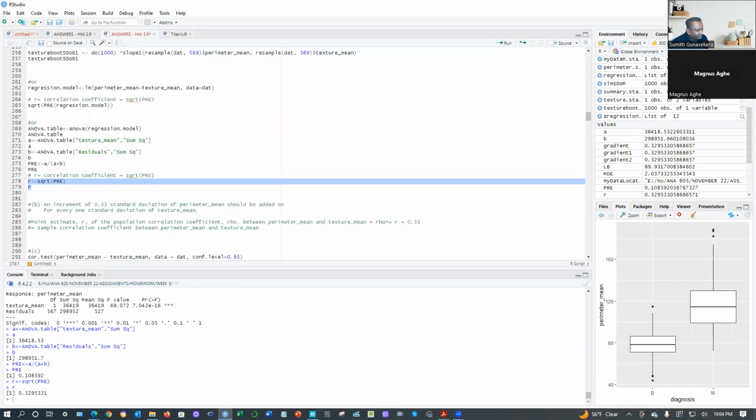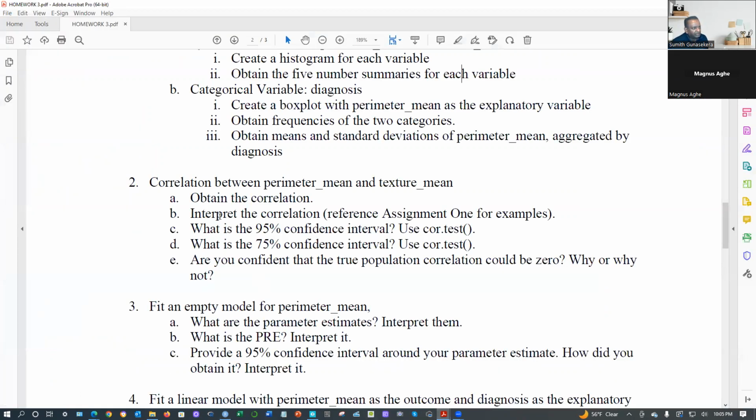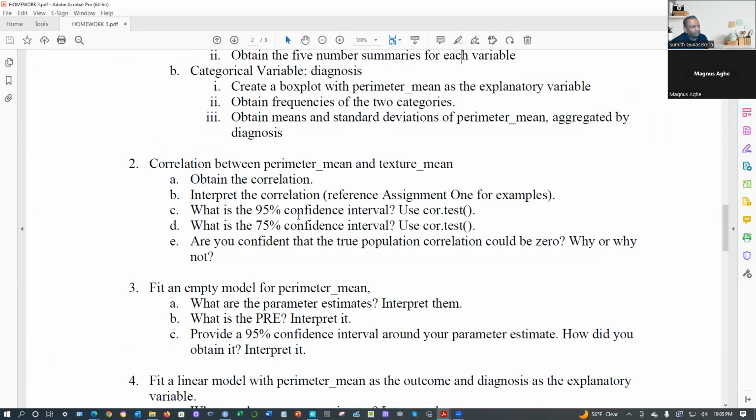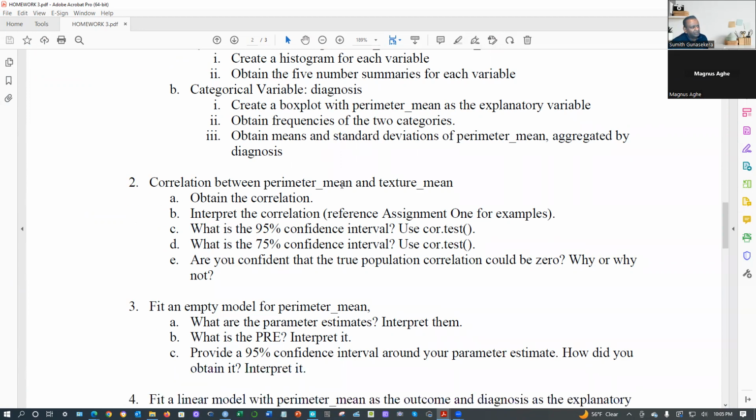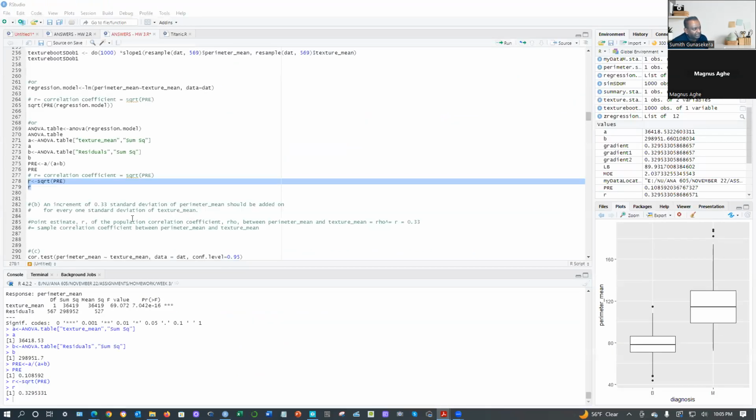And then they're going to ask what's the definition of that one. We're going to give the definition. Obtain the mean and standard deviation. Obtain frequency, obtain standard deviation of perimeter aggregated by this one. Obtain the correlation, interpret the correlation. Reference assignment 1 for example.